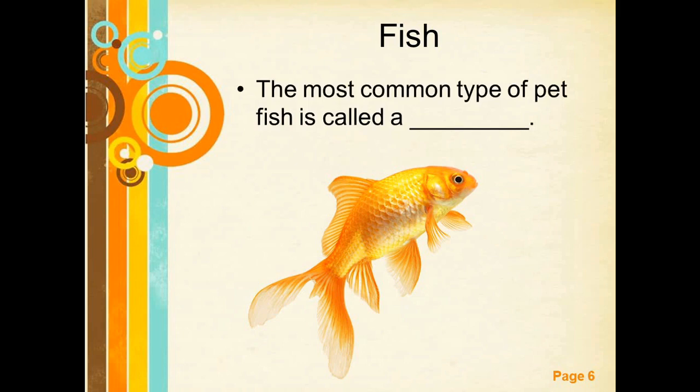Let's look at this animal. This is a very, very common pet. In fact, I read recently it's the most common pet in the world. This is a fish. A fish. But what kind of fish is this? Because there are so many kinds. The most common type of pet fish is called a goldfish. Goldfish. Why do we call it goldfish? Well, people used to say they were gold colored.